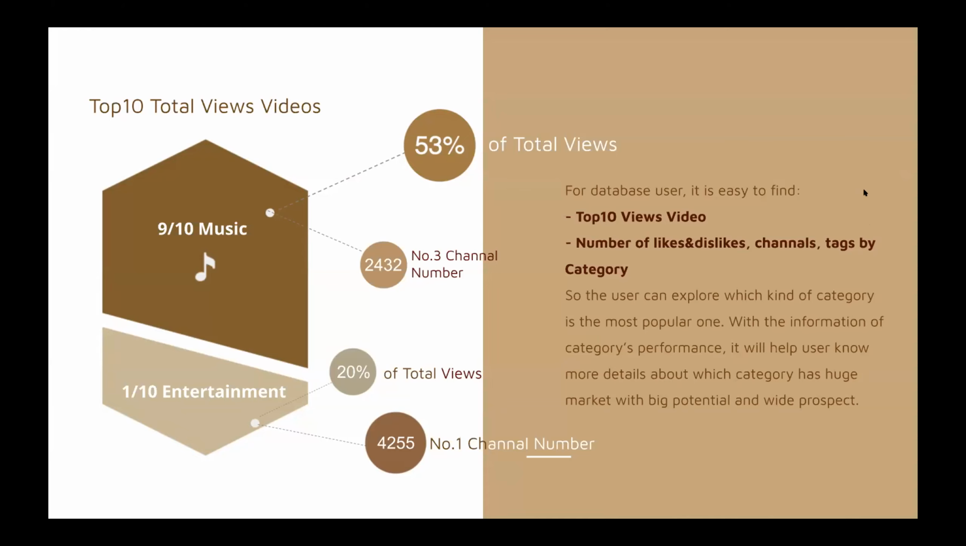So the user can explore which kind of category is the most popular one. The information on category performance will help users know more details about which categories have huge markets with big potential and wide prospects.